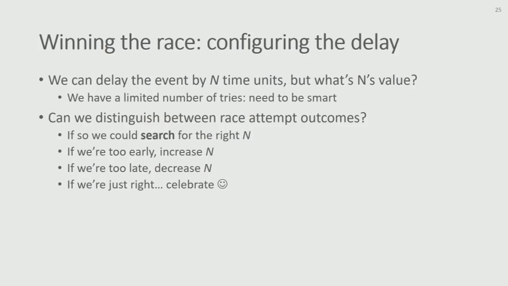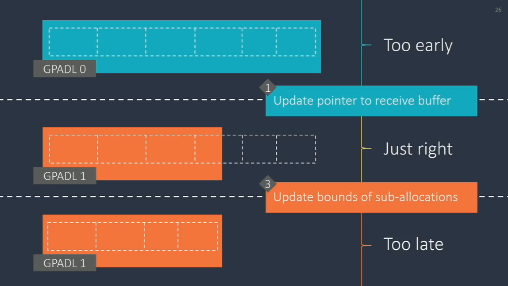But maybe we are able to distinguish between us being too early in the race or us being too late in the race. And if we're able to do that, then we can just adjust the number of failure messages: increase if we're too early or decrease if we're too late. Taking a look at what happens if you're too early, you're actually just going to be writing to the old receive buffer with the correct sub-allocation bounds. And so your message ends up in here. And since the receive buffer is shared between the guest and the host, as a guest, you can just read from that receive buffer and see that, oh okay, we were too early. Let's try again. If you're too late, it's going to be the same thing, but with the new receive buffer.